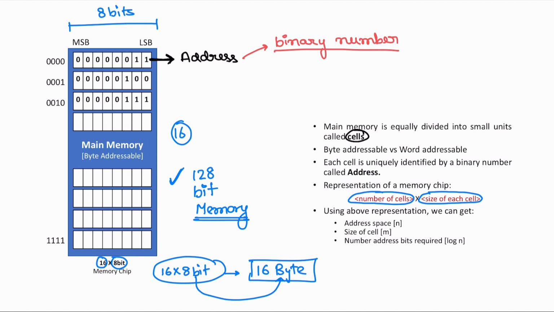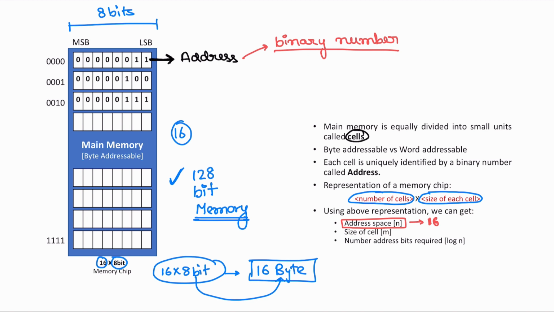Now what is the benefit of representing the chip like this? There are many benefits, many things that we can deduce out of this representation. Basically we can deduce 3 things. One is parameter 1, that is the number of cells, that is the address space. Here 16 was our address space, that means there were 16 cells in this example.